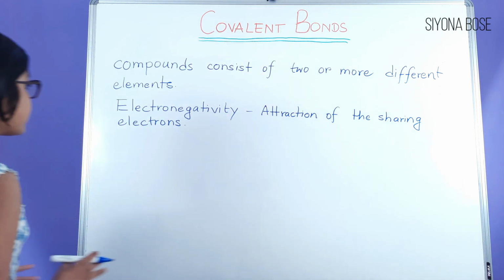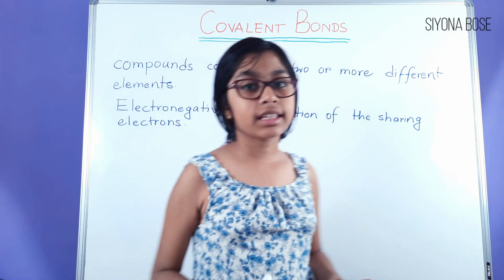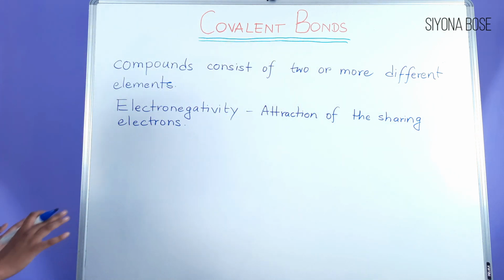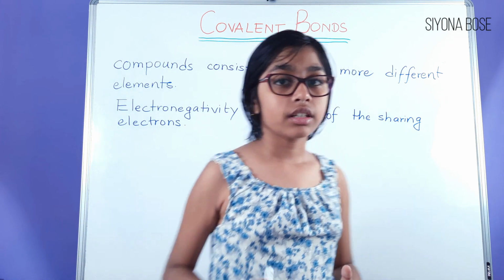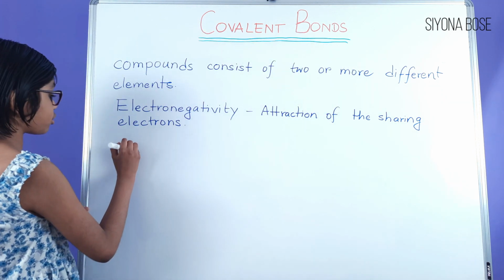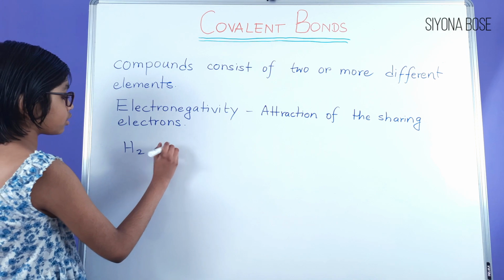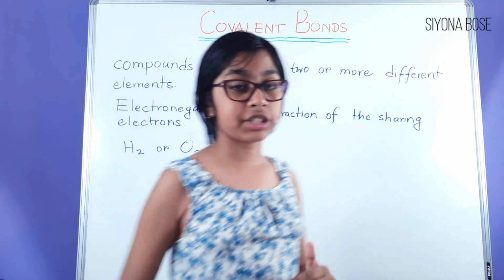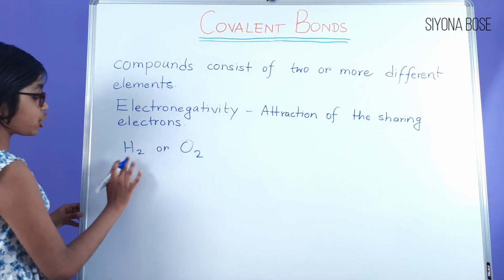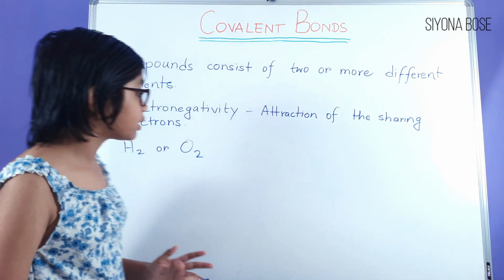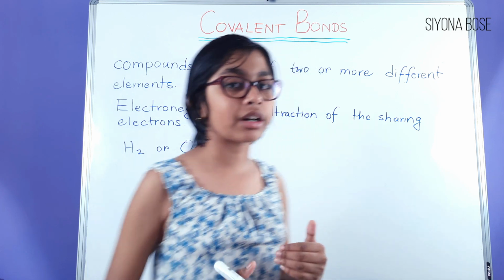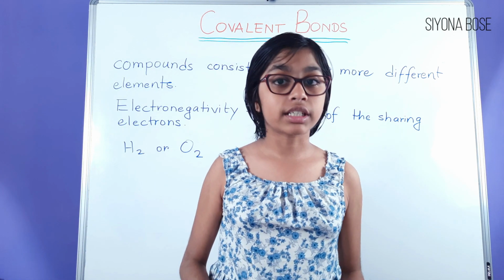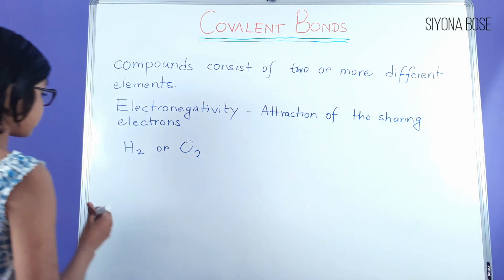Electronegativity differs. Let's say a compound has the electronegativity of those 2 elements almost the same. For example, H2 or O2: the electronegativity in H and H is the same, and in O and O is the same. So there is no tug-of-war for electrons. Therefore, there is a nonpolar covalent bond.